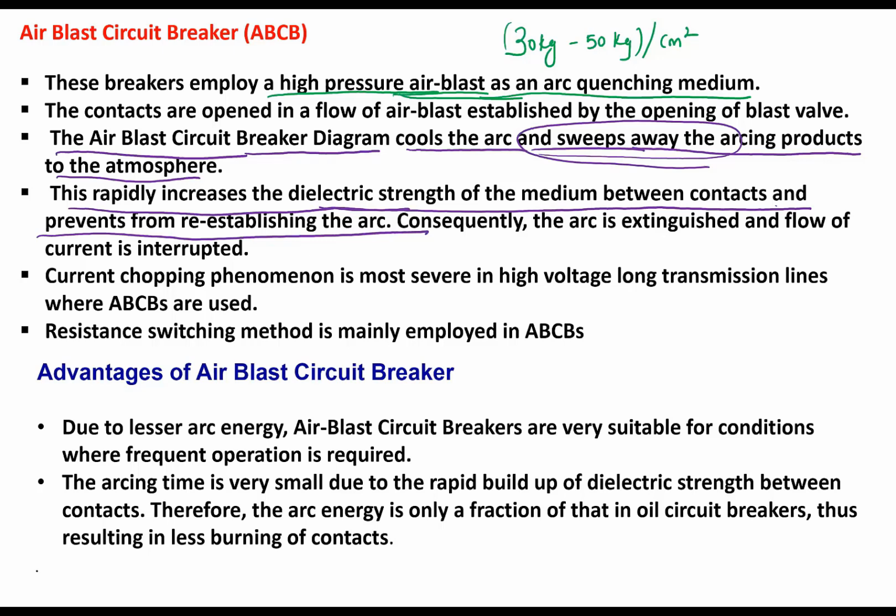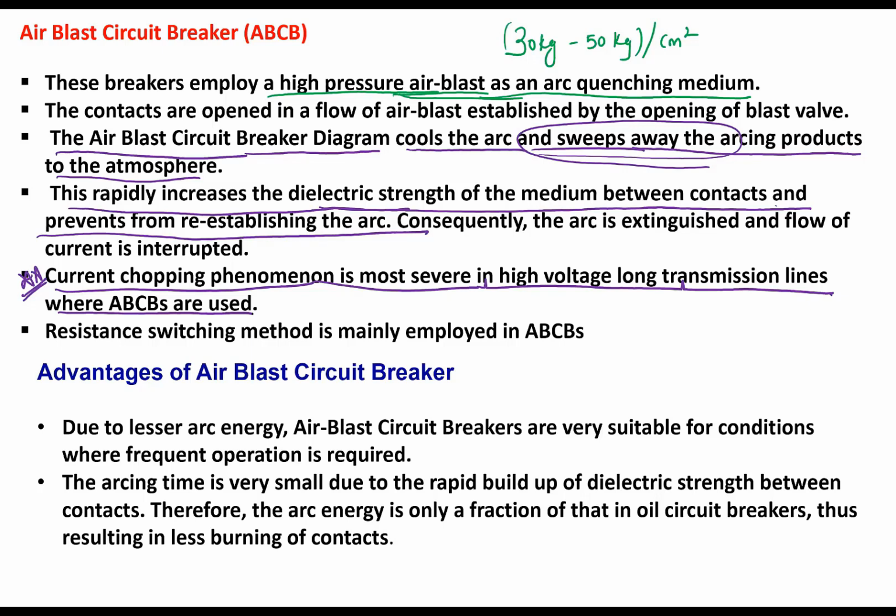Current chopping phenomenon. We'll discuss what is current chopping. The current chopping phenomenon is most severe in high voltage long transmission lines. So we use air blast circuit breakers where we require current chopping. That means we need to clear the fault before the natural current zero. Then what will happen? We forcefully make the current zero before its natural current zero. It is called current chopping.